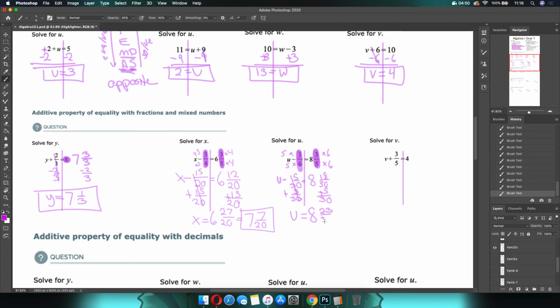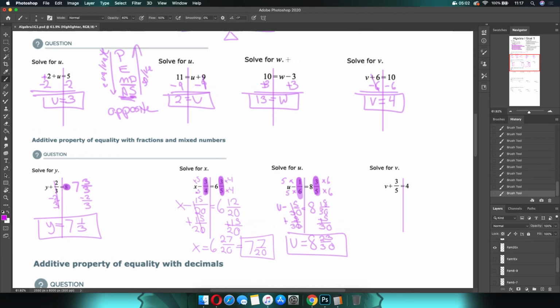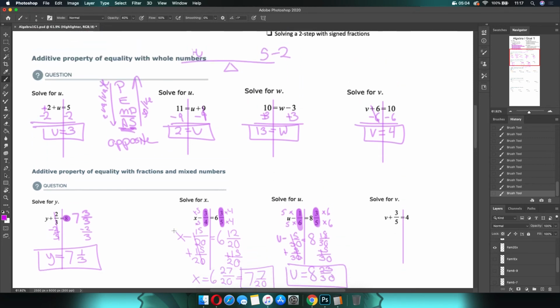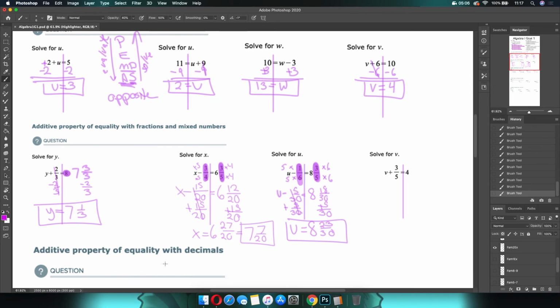23 over 30. So the only thing we're doing is the stuff that we were doing up here. There's nothing really all that new here. We're just getting you used to using it in different flavors. So we started off with some pretty basic numbers. Now we're going to do some fractions. Next we're going to do some decimals.